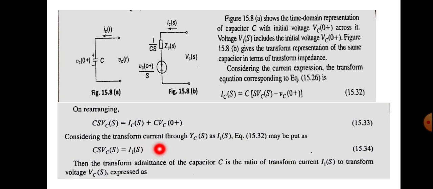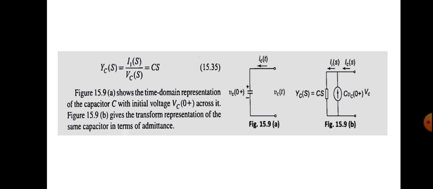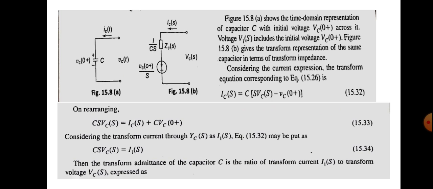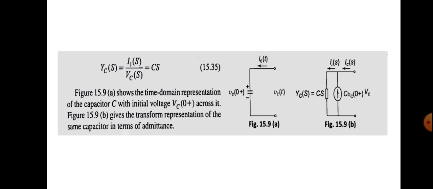You know that current divided by voltage gives the admittance. So instead of I1 of s by Vc of s, we can write Yc of s, which is equal to Cs. So Cs is the quantity which gives the admittance. We can draw the transform capacitor circuit in terms of the admittance by utilizing this equation, that is, the current will be equal to the sum of the two currents.